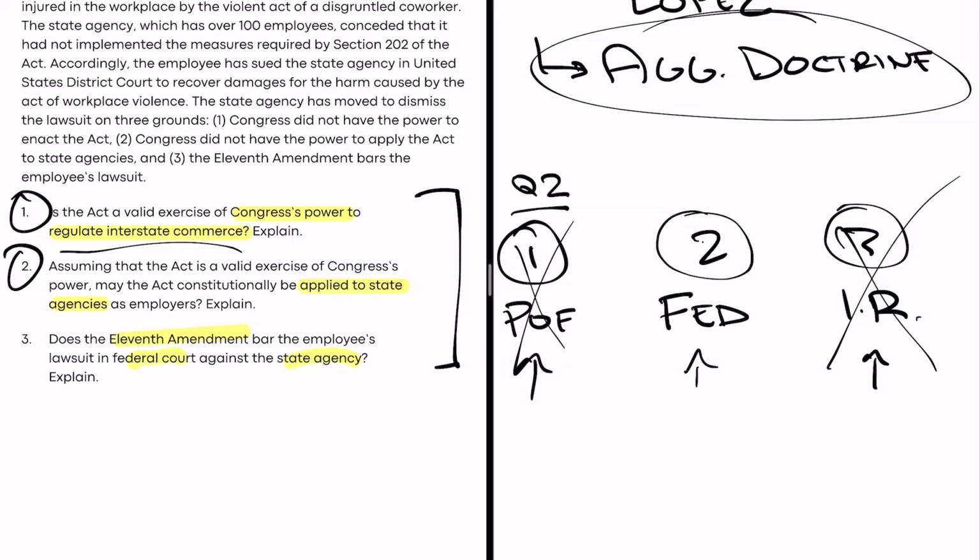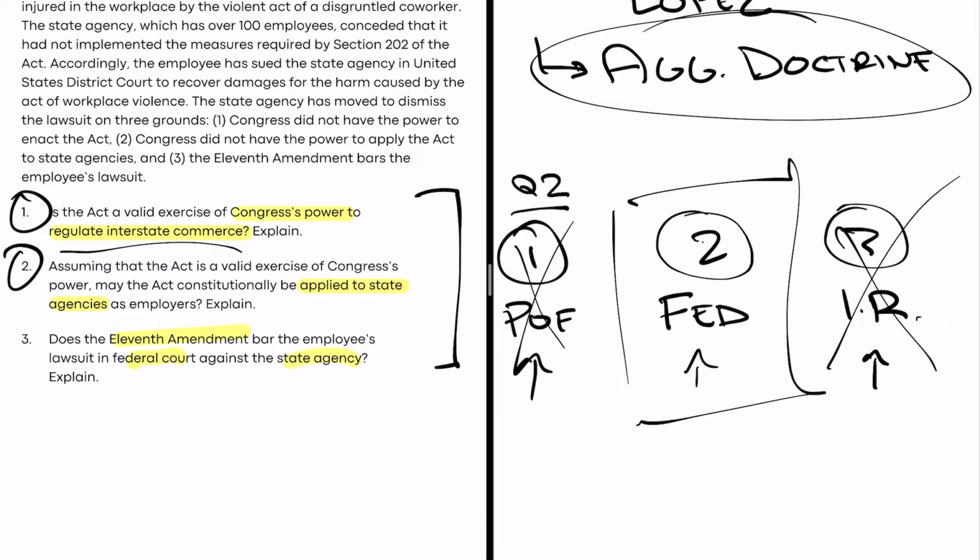Right? So we're asking, can we apply this federal law to state agencies? So that's clearly going to be a federalism issue. So at least in our heads, we can start thinking about federalism issues, right? Is there a conflict between state law and federal law? Could this be supremacy clause, preemption issues? Could there be a dormant commerce clause analysis going on?